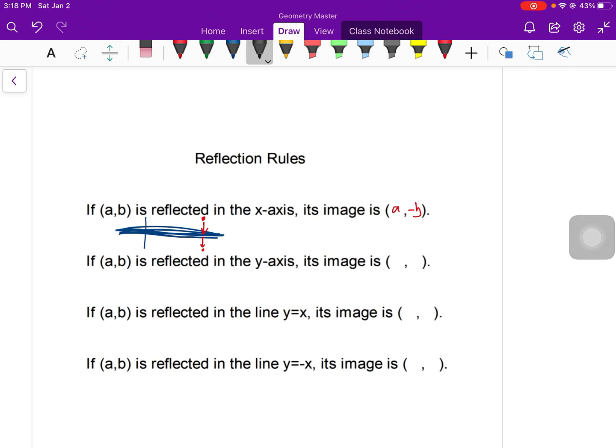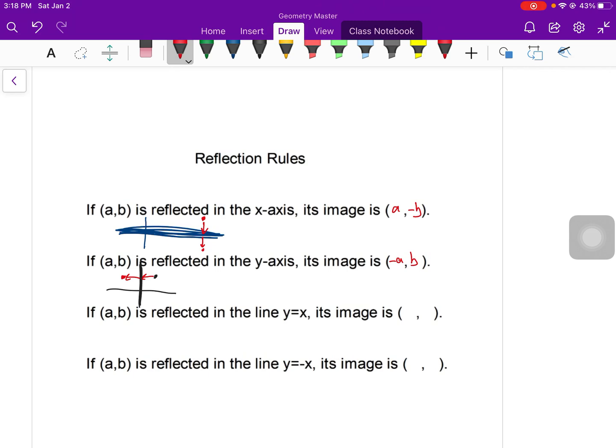Okay, it's very similar for going across the y-axis. Okay, the y-axis is the up and down one. So if I have a point there, if I'm reflecting in the y-axis, I'm going across this side. So I'm going to have negative a, or opposite of a, comma b. You are changing which side from positive to negative that x value is.